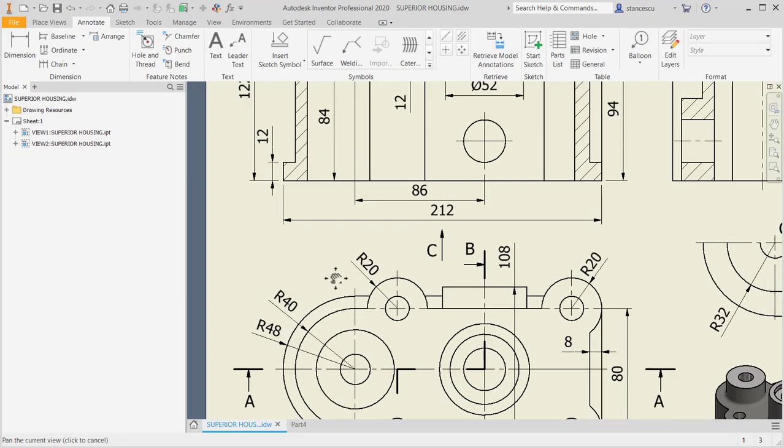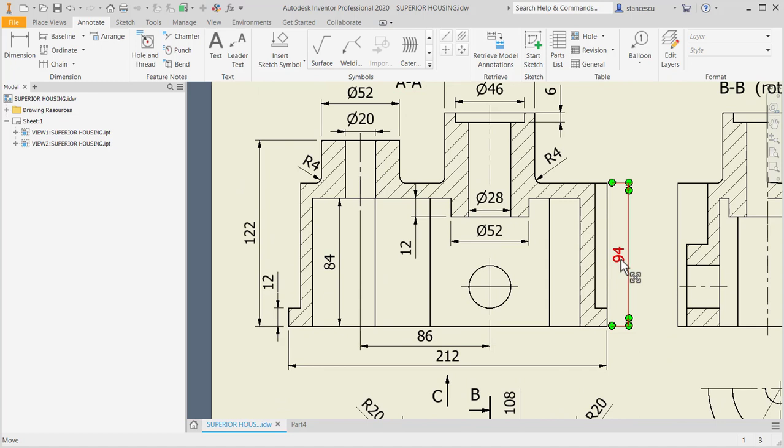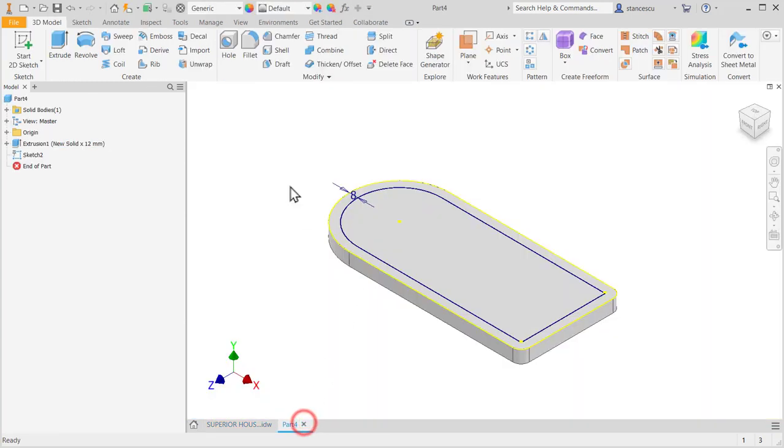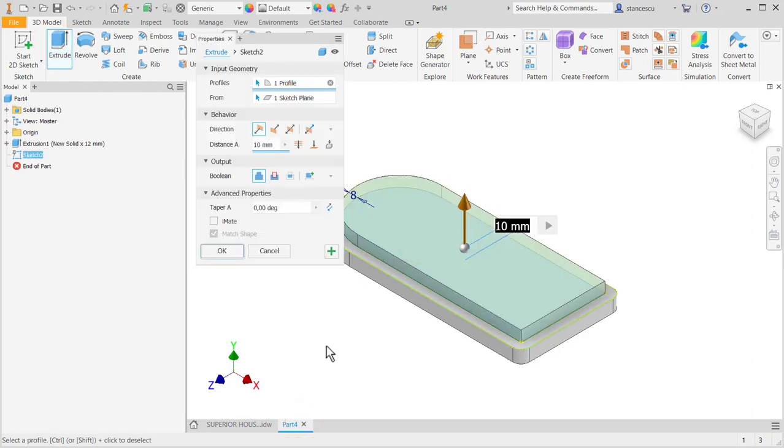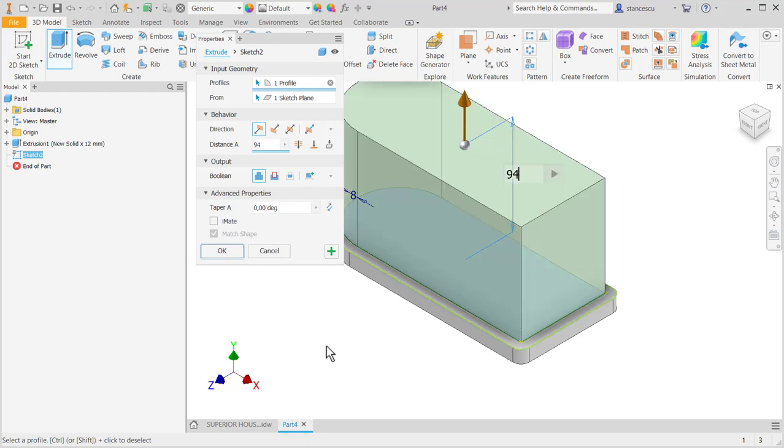Extrusion is of 94 minus 12, because it is measured from the base. 94 minus 12. Extrude the mid. 94 minus 12.